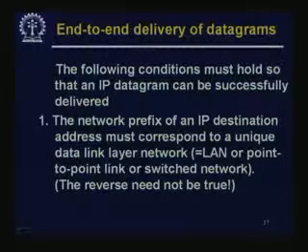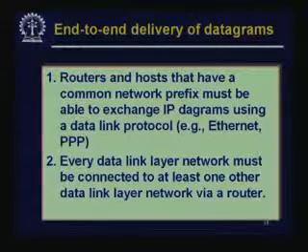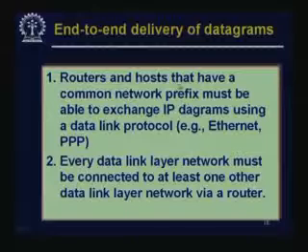That means one data link layer network may have two different network prefixes, but let us not bother about it at the moment. Routers and hosts that have a common network prefix must be able to exchange IP datagrams using a data link layer protocol, for example, Ethernet, PPP, etc. Every data link layer network must be connected to at least one other data link layer network via a router.